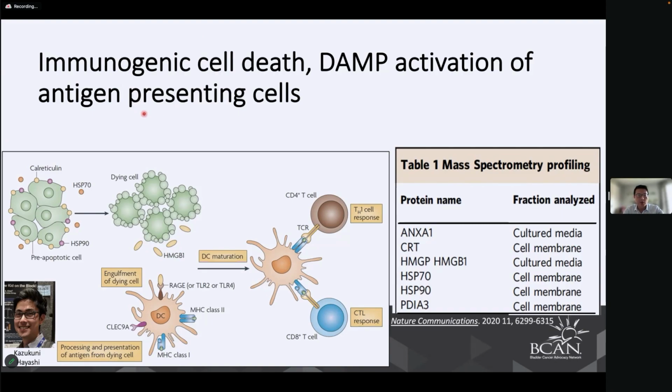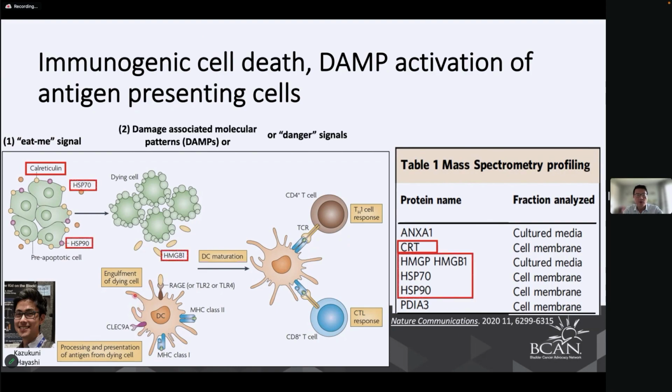So this is work done by my former student, Kazu. So-called immunogenic cell death depends on translocation of calreticulin from the ER to the cell surface, a so-called eat me signal that recruits antigen presenting cells such as dendritic cells, as well as release of damage-associated molecular patterns or DAMPs, danger signals such as HSP70, 90, or HMGB1 that engage pattern recognition receptors on dendritic cells, rendering them mature and able to activate and prime an effective T cell response.